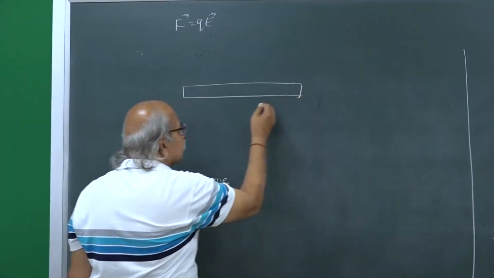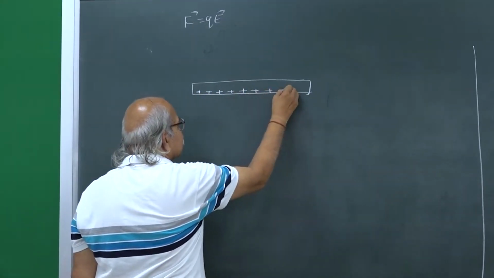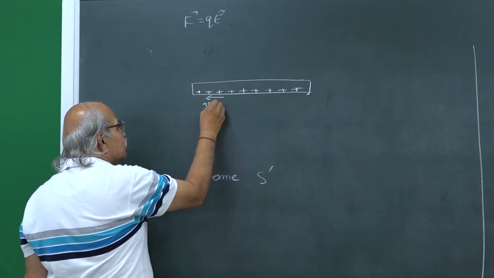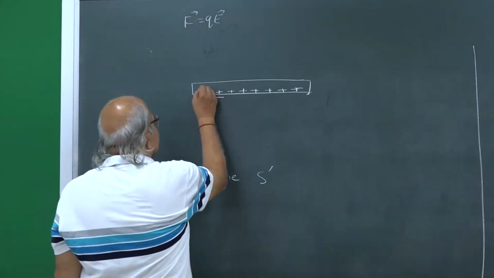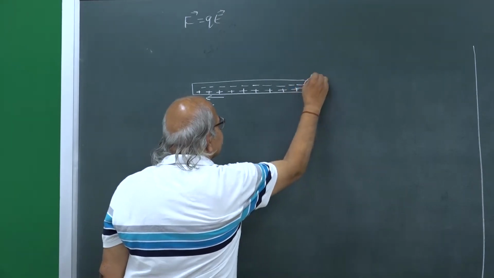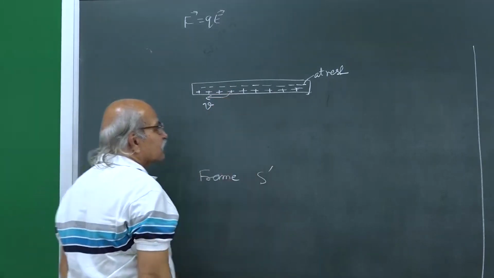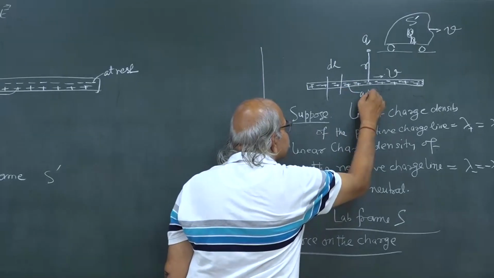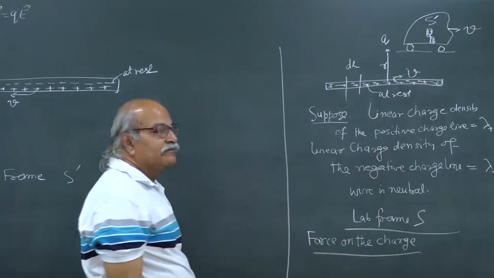You have the wire, you have positive charges, and these positive charges are moving with a velocity v in the opposite direction towards left, and then you have negative charges. Those negative charges are at rest. This is at rest, and this is moving with velocity v. Here, what was the situation? This positive charge was at rest, and this negative charge was moving with velocity v.